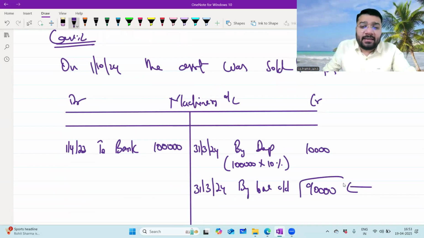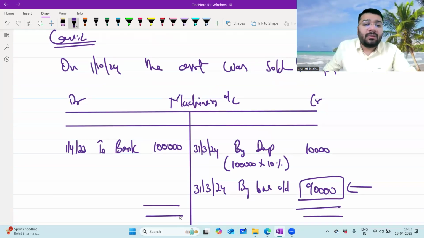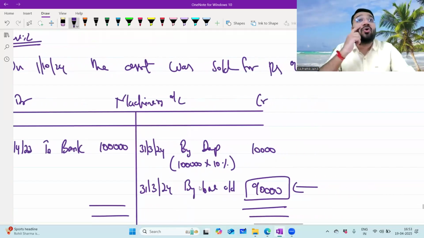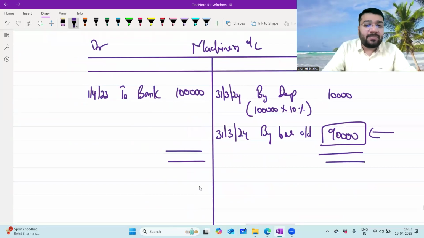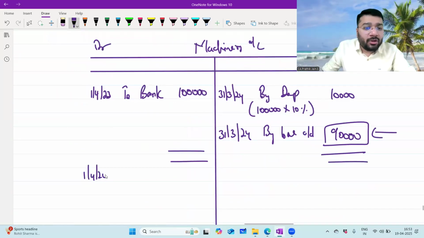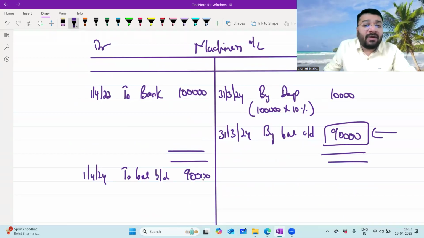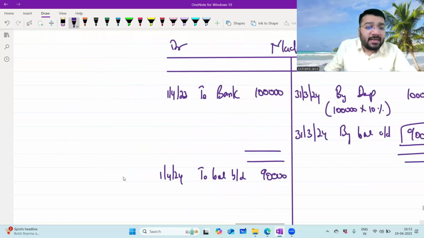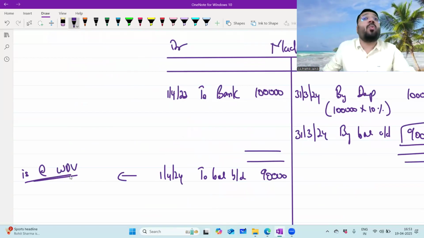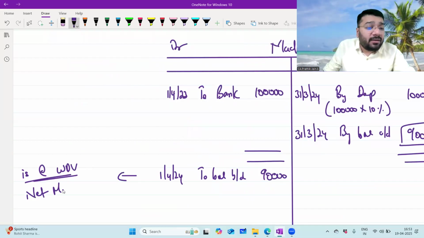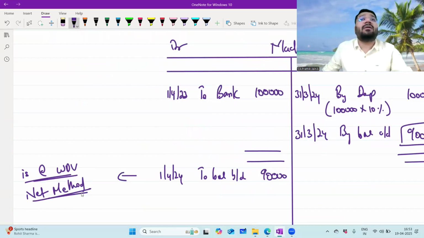Please tell me, is this 90,000 at written down value or at cost? It is at written down value. Whenever your closing balance, and the opening balance of the next year, 1/4/24 to balance brought down 90,000, is at WDV, what method of accounting depreciation have you followed? We have followed the normal method. Normal method and net method are both the same.